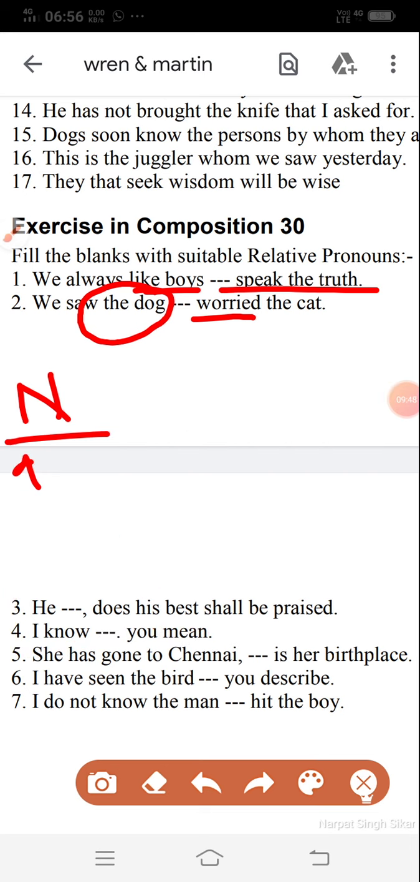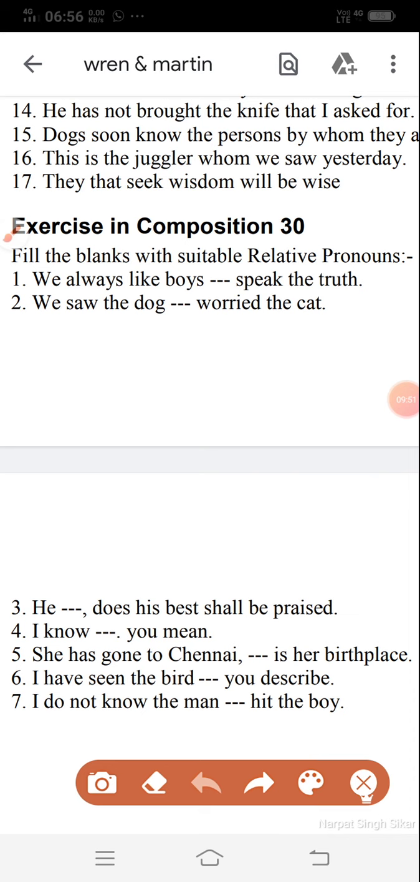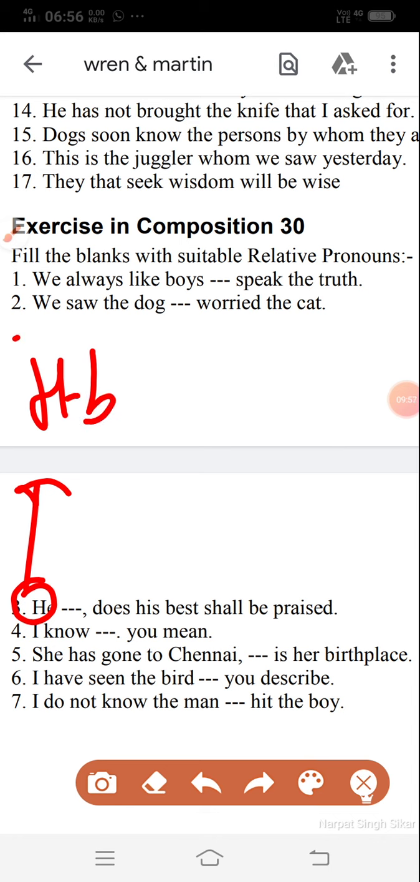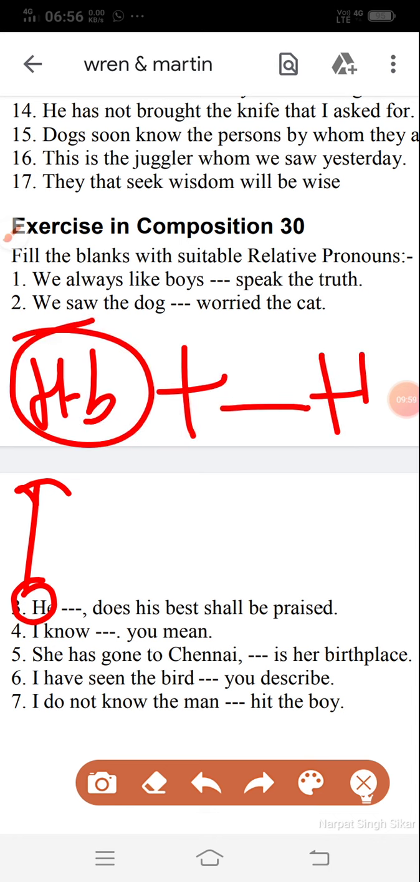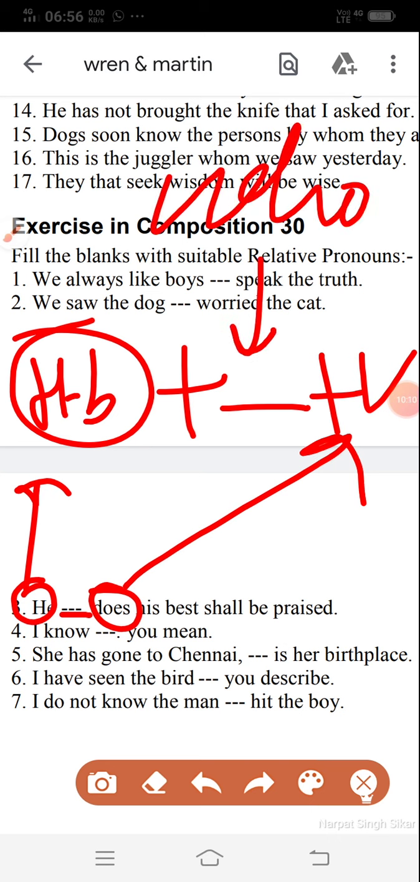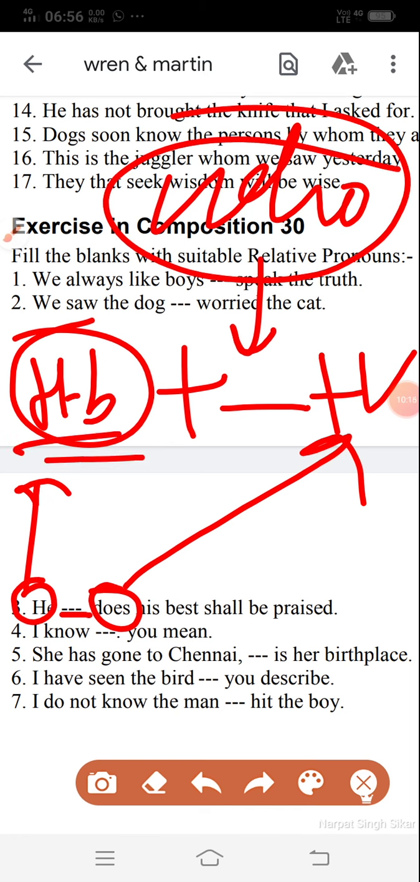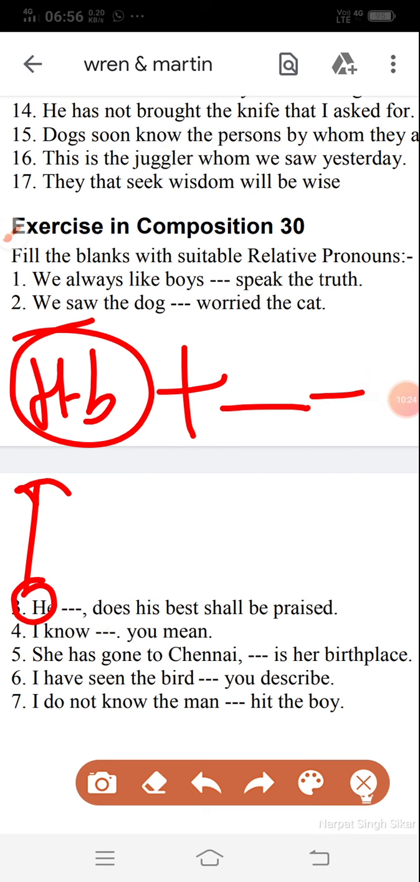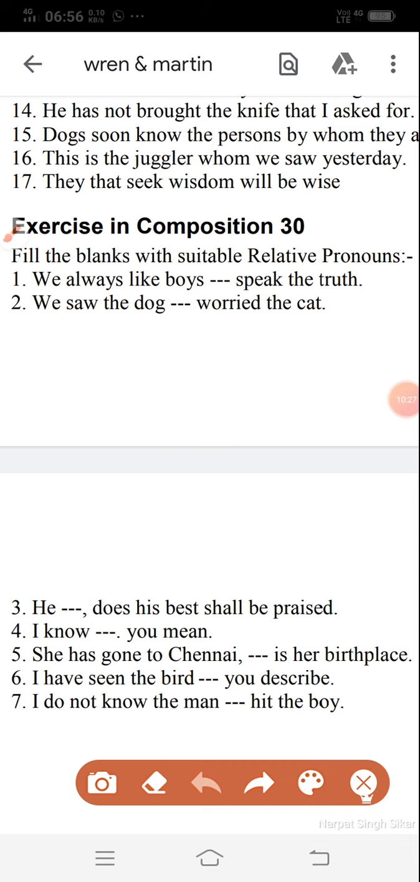He blank does his best shall be praised. He, human being, okay, noun or pronoun plus blank plus verb. So this is human being, this is blank, and does is a verb. This is the pattern, and in this pattern we use who. It has been discussed. Okay, so human being plus blank plus verb, in that condition we have to put who. Animal or thing plus blank plus verb, in that condition we have to fill in the blank choosing which or that. So the right answer to third question is who.